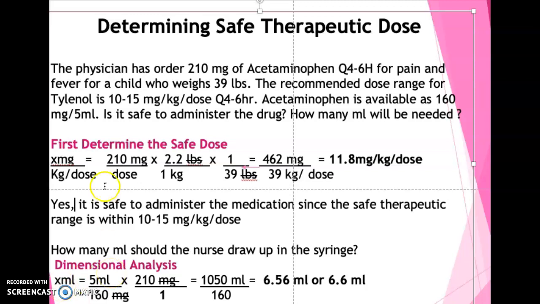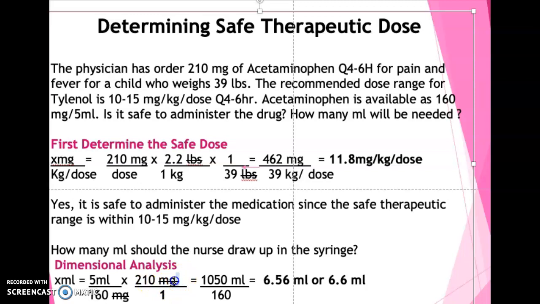So we were given 5 mLs. So we have 5 mLs up here. And we were also given the available dose of acetaminophen, which is 160 milligrams. So we have 160 milligrams at the bottom, and the doctor's order is 210 milligrams. So I have 210 milligrams here.